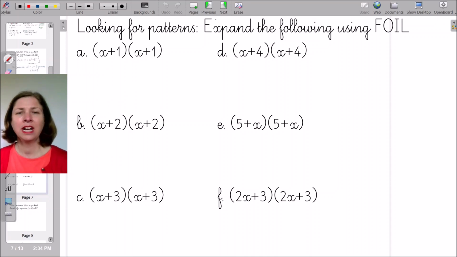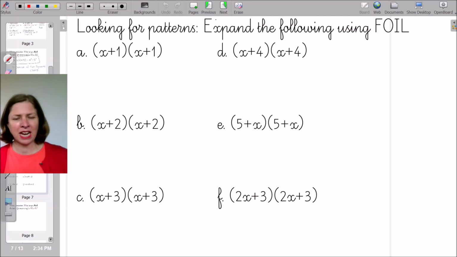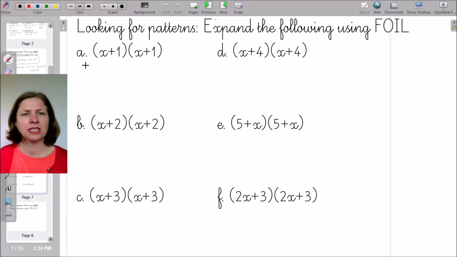So let's start by looking for patterns in the example. What I want you to do is simply expand all of those brackets using FOIL and see if you can spot a pattern as you go. If you can spot the pattern, then test it by predicting what you think you're going to get, and then have a look at my video and see if you get the right answers. Okay, so I'm not going to offer any kind of explanation. I'm just going to go right ahead and expand these brackets. So let's get started.